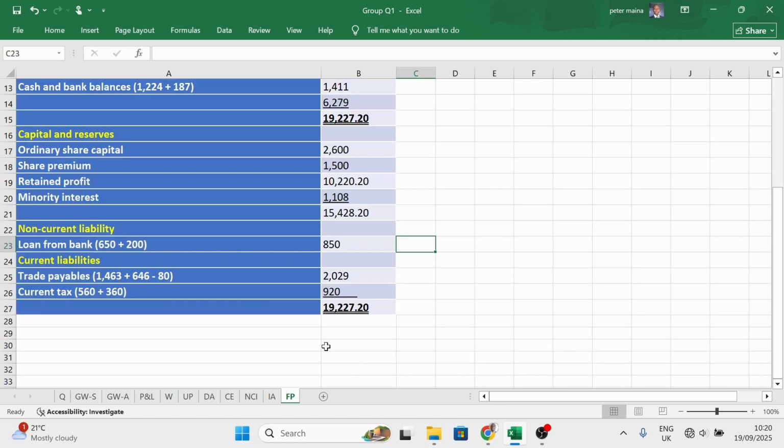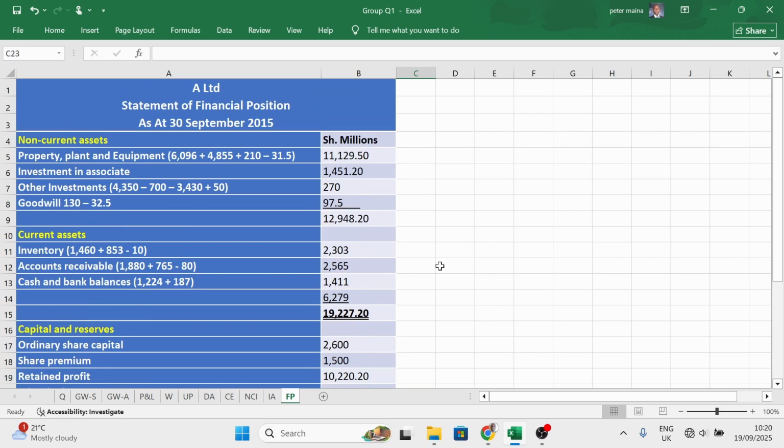The remaining thing is to prepare the consolidated statement of financial position, which is prepared by the parent. So at the top, you use the name of the parent, A Limited. And then the consolidation process is very easy. Consolidate the assets and the liabilities. Do not consolidate capital and reserves. It is as easy as that.